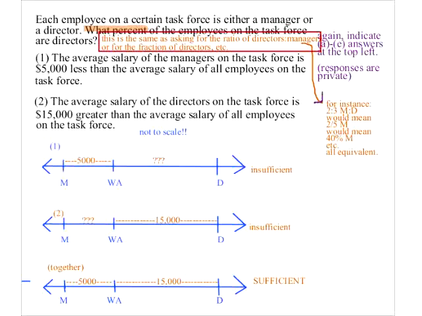Again, you don't have to do the work, but notice that the quantity ratio is the inverse of these distances. So number of directors to number of managers is the ratio of managers to directors on the number line. That's 1 to 3. So, yeah, the number of them is independent of what they're paid.